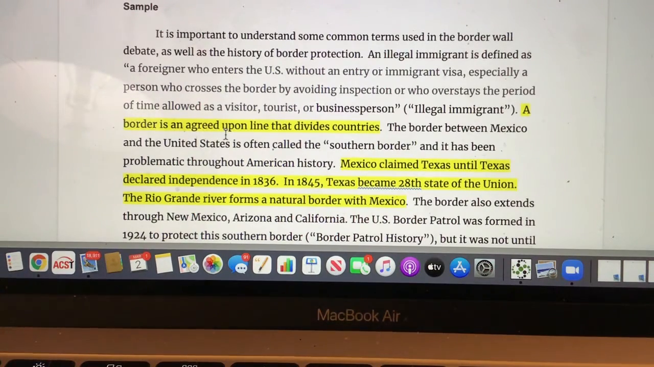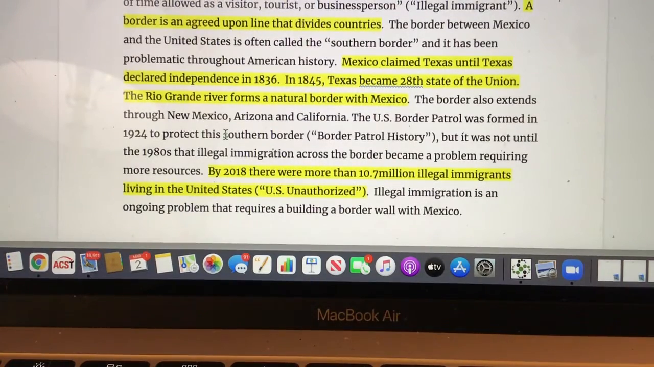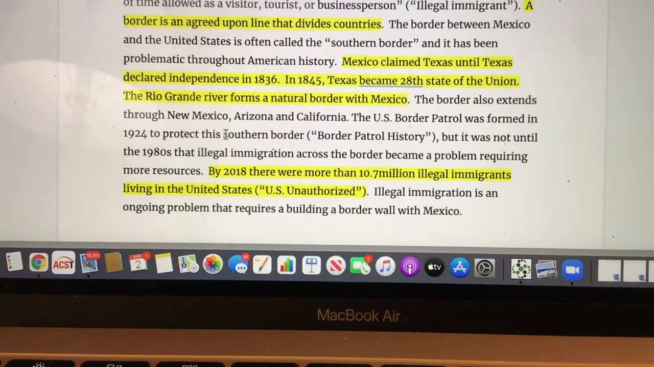"Also, the Rio Grande River forms a natural border with Mexico." Interesting, not necessary. Now, the next sentence you might say, well, that's not necessary either, except I know that it's going to tie with one of my refutation arguments. So that's another point. There are some things that, after you write your whole paper, you might go back and go, oh, I really do need that in my intro. Okay? "So the border also extends through New Mexico, Arizona, and California."